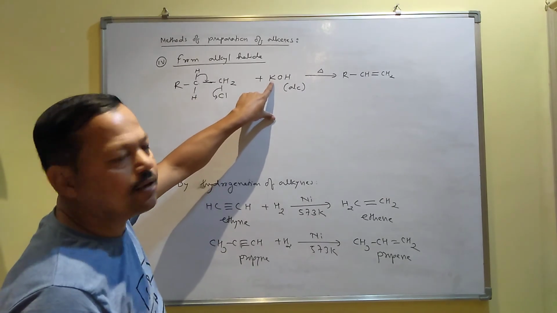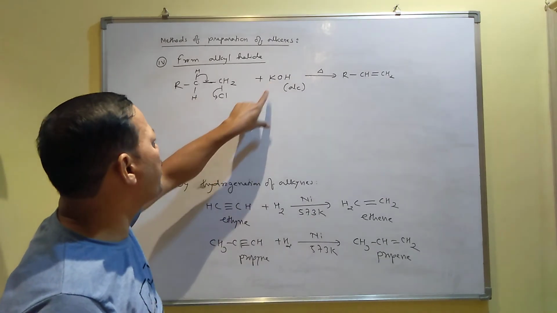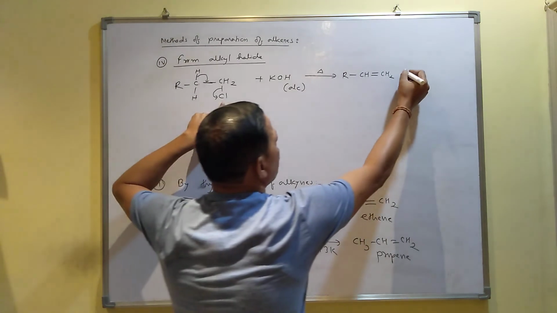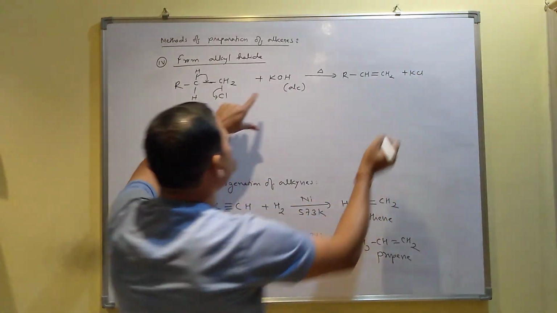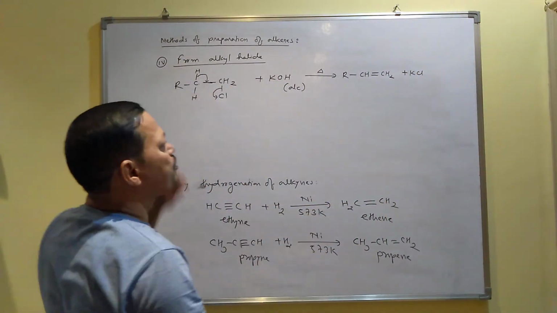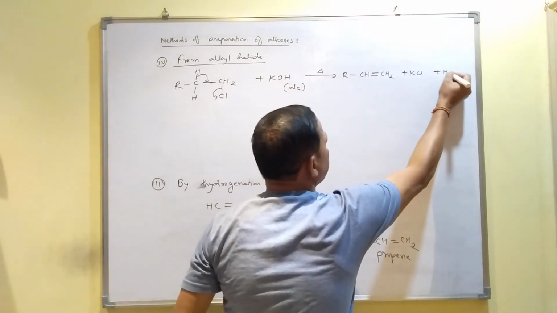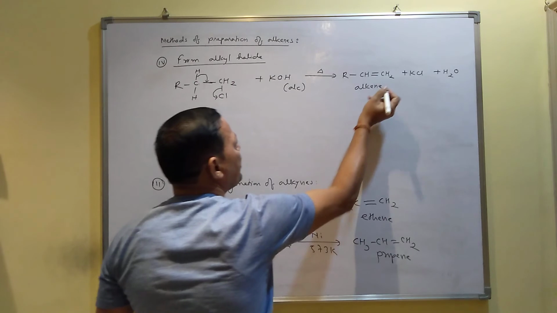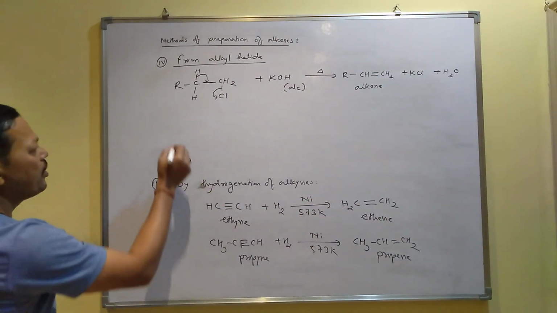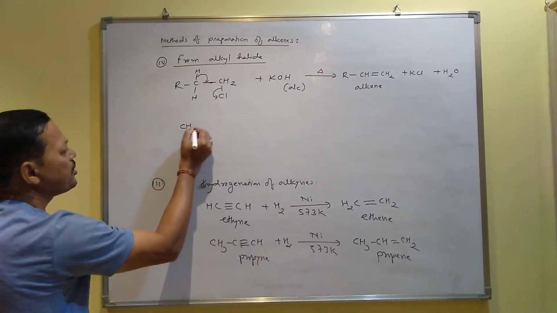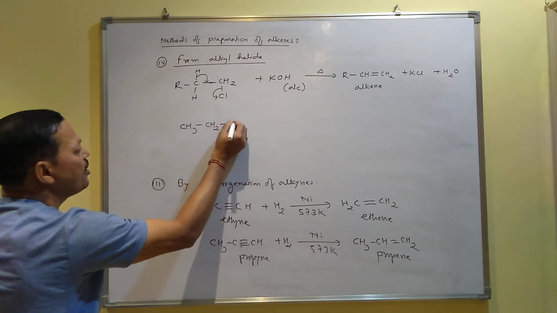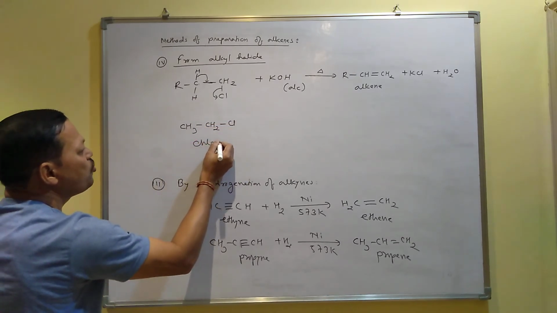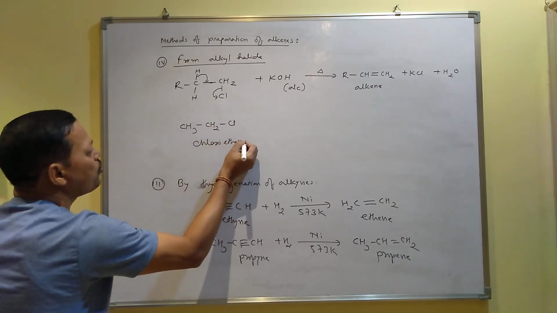The K plus ion of potassium hydroxide combines with Cl minus ion to produce KCl, and the OH minus ion combines with this H plus ion to produce water. So these are the side products, and the main product you will get is alkene. For example, if you take this one, CH3CH2Cl, which is called chloroethane, 2 carbons present, that's why it is called 1-chloroethane.